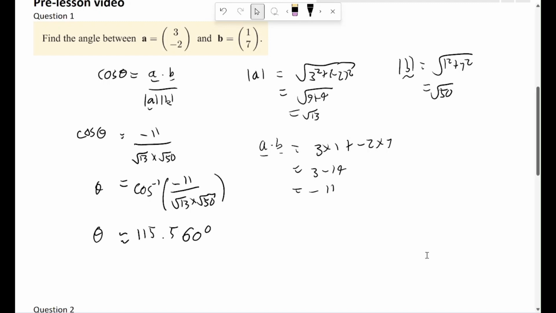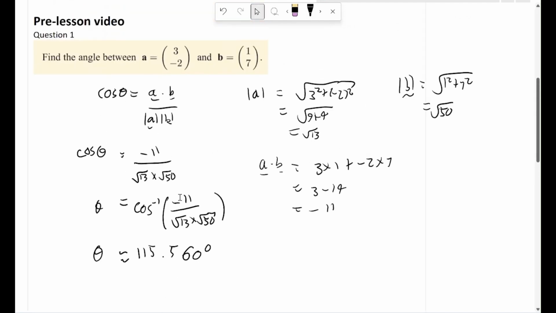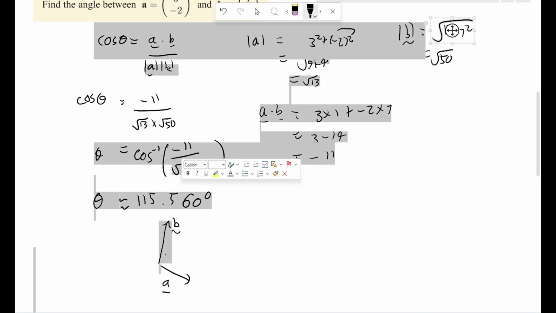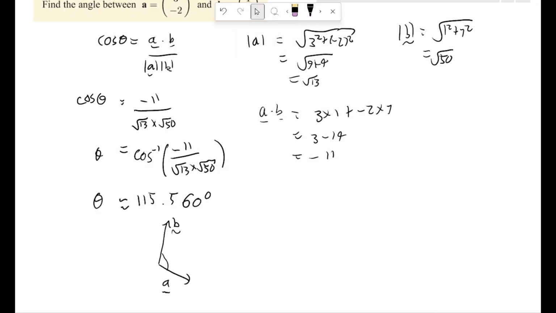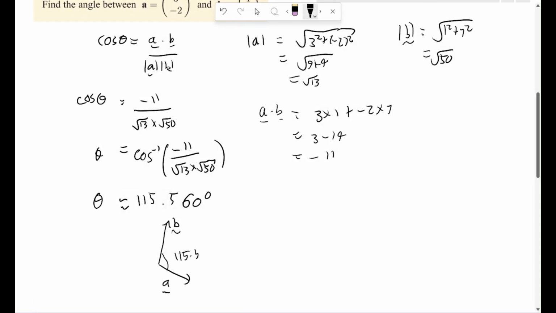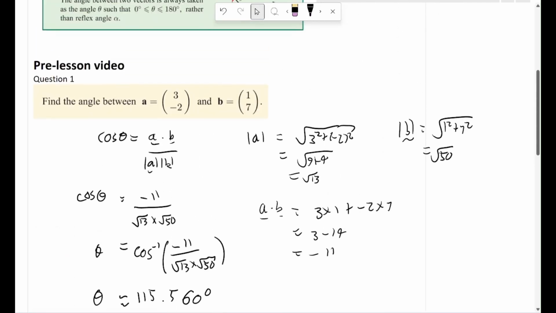So that's an obtuse angle. And that's because these vectors are sort of pointing up. A points 3 to the right and 2 down, so A is sort of pointing down like that. And then B points 1 to the right and 7 up, so kind of more up than right. And what we've just found is that the angle between those, so this angle sort of hanging out down here, is about 115.560 degrees, just like that. All right, now that's probably the hardest question we're going to do in this video.